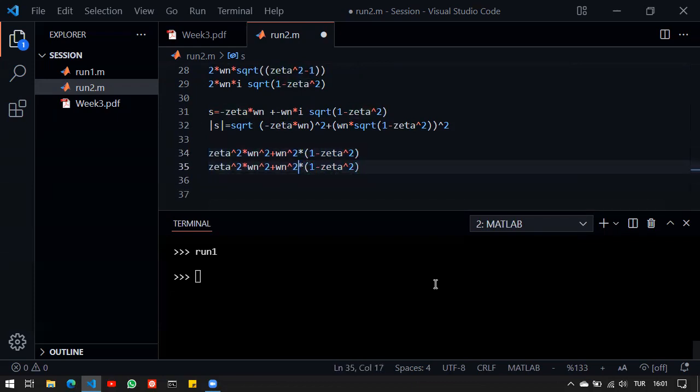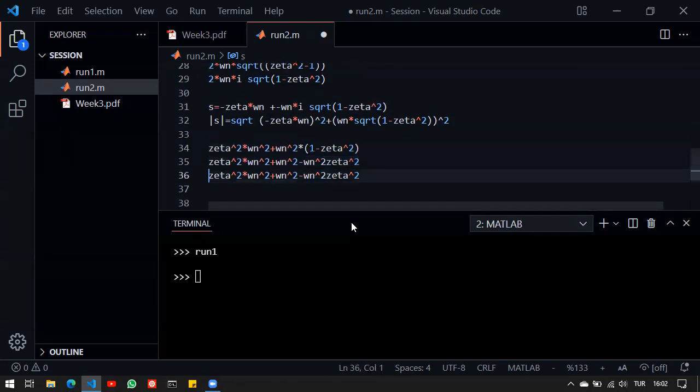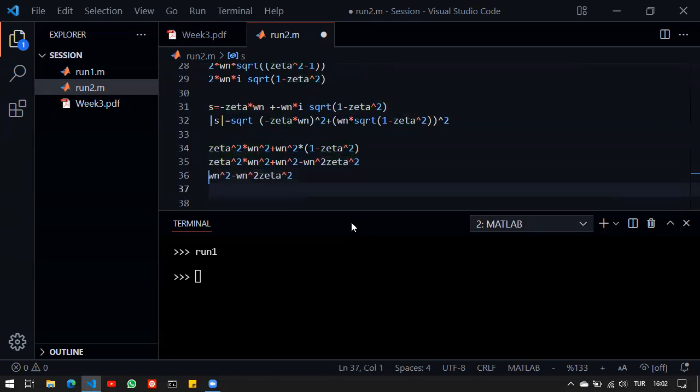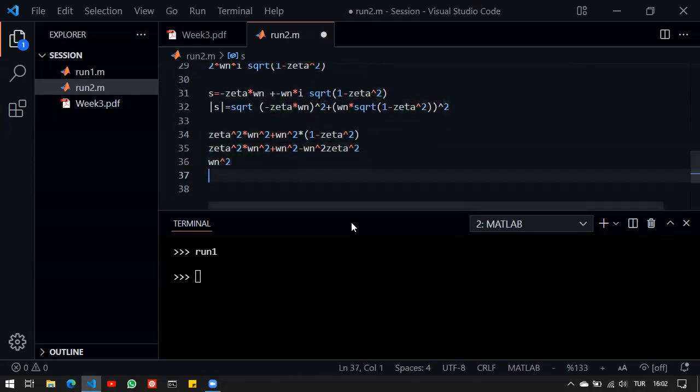So if we expand it further, we get this. And now we can see that zeta squared times omega n squared cancels each other out. These terms will cancel each other out, and we are left with omega n squared. Now we had a square root, so the square root of omega n squared will give us omega n. So what is omega n? Well, basically, it's the absolute value of S here.